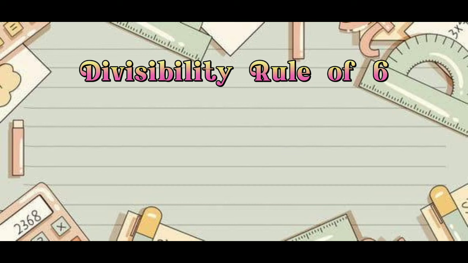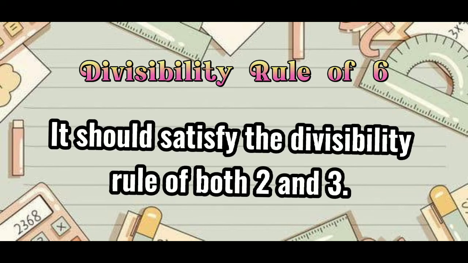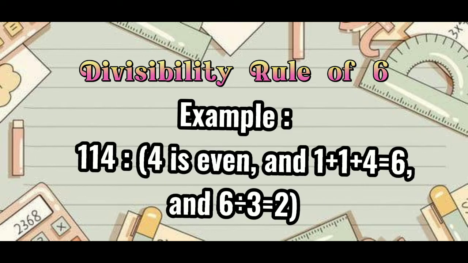Divisibility rule of 6. It should satisfy the divisibility rule of both 2 and 3. For example, 114. The last digit is 4, which is even, and 1 plus 1 plus 4 is equal to 6. And 6 divided by 3 is equal to 2. Therefore, it is divisible by 6.